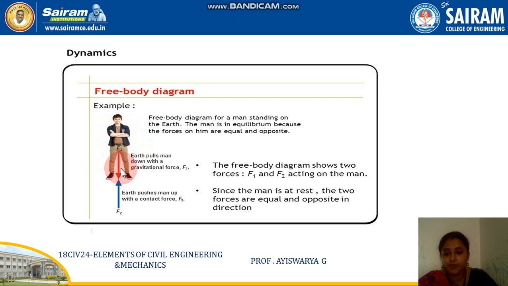So you can observe the weight of the person as well as the reaction produced when he stands at a particular point. So in the free body diagram of the man standing on the earth, you can see F1 is the weight of the man and F2 is the reaction produced. The indication of the self weight, reaction and applied forces on the body is said to be a free body diagram, right? So this is applicable only when the man is at rest. So the two forces are equal and opposite in direction, but in the case of observing the reactions of a moving body or a moving vehicle, it will change.